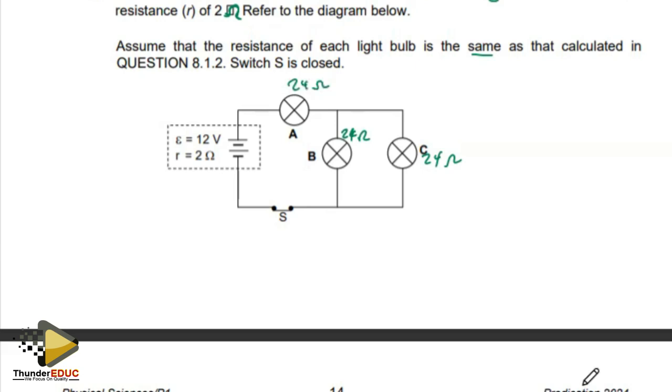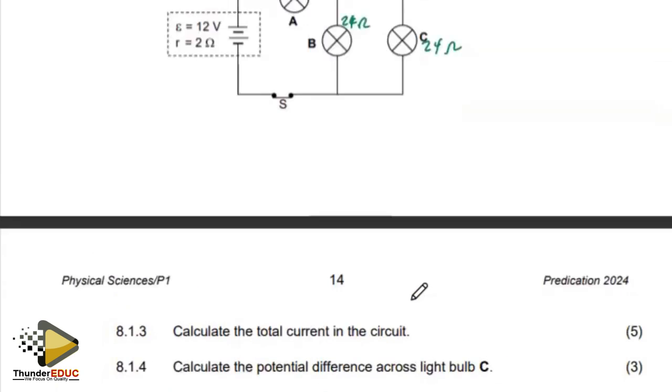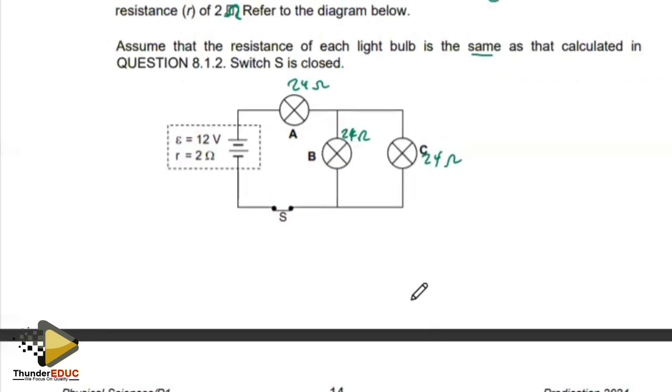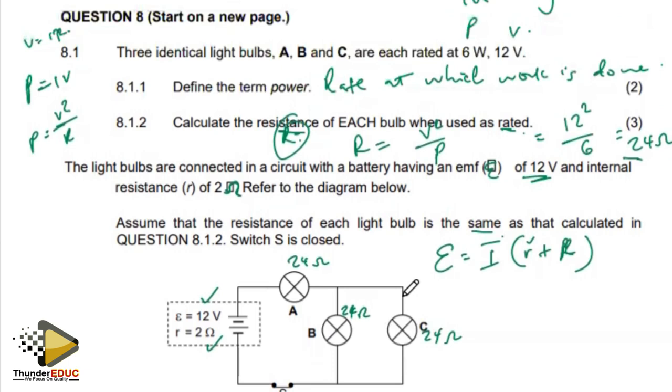Okay. What is the first question asking for? They want the total current within the circuit. Okay, so I can use the EMF formula and say it's I into R plus r. It told us the EMF of this. So we have the EMF of 12, the internal resistance, we have it. Do we have the current? We can get the current since we already have the power and the voltage. Okay, let me start with that.